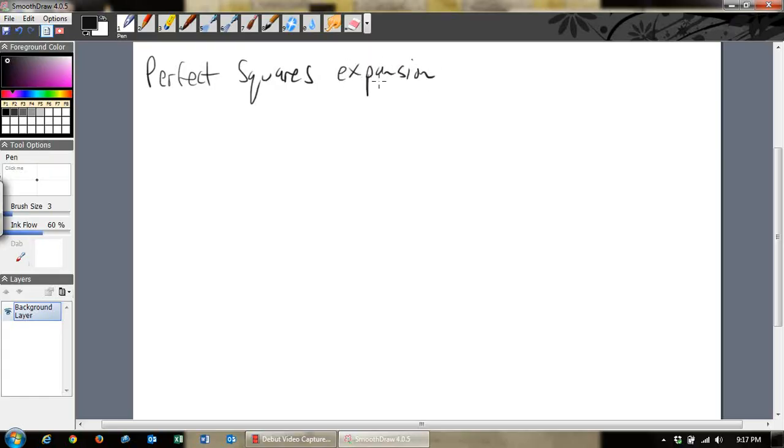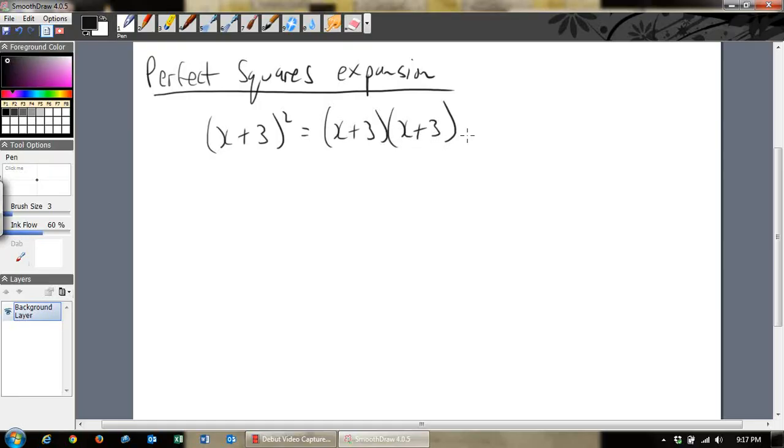So let's go and have a look at perfect squares expansion. Okay, again, let's just do some examples. What's x plus 3 squared equal to? Well, that's x plus 3 times x plus 3. Let's expand that out. We've got x times x, which is x squared, plus 3x, plus 3x, plus 9.